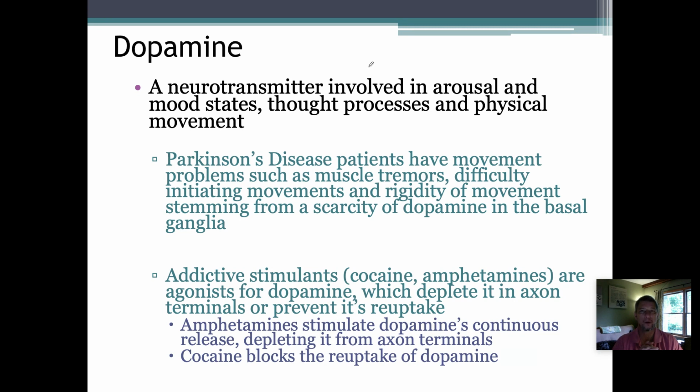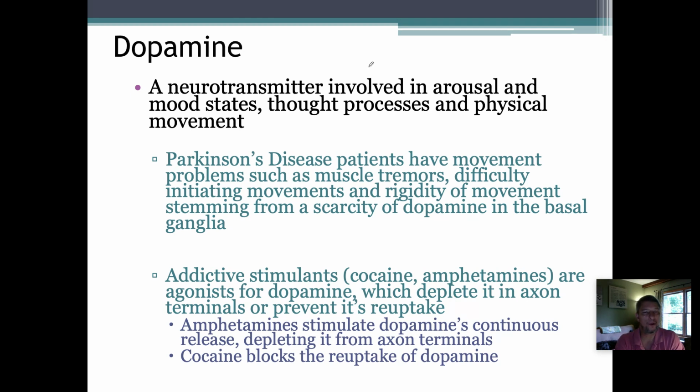Now, another neurotransmitter that you may have heard of is dopamine. All right, this is a neurotransmitter that's involved in arousal and mood states, meaning waking you up and keeping you happy. It's important in thought processes and in physical movement.